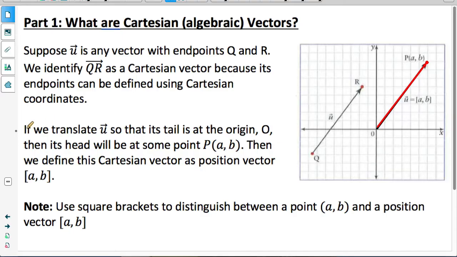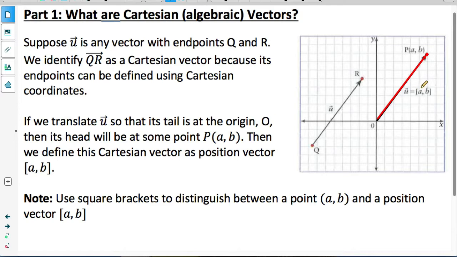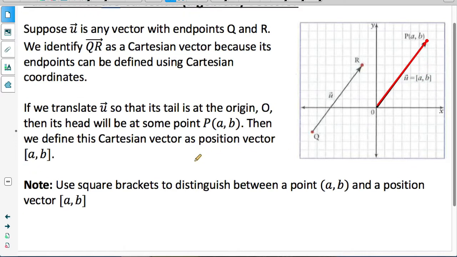And when we describe the vector in terms of that point, we use square brackets. That indicates that it's a vector and not just a point, right? It's a vector with its tail at the origin and tip at that point. So what it says here is, if we translate vector u so its tail is at the origin and its head will be at some point (a, b), then we define that vector as position vector [a, b].